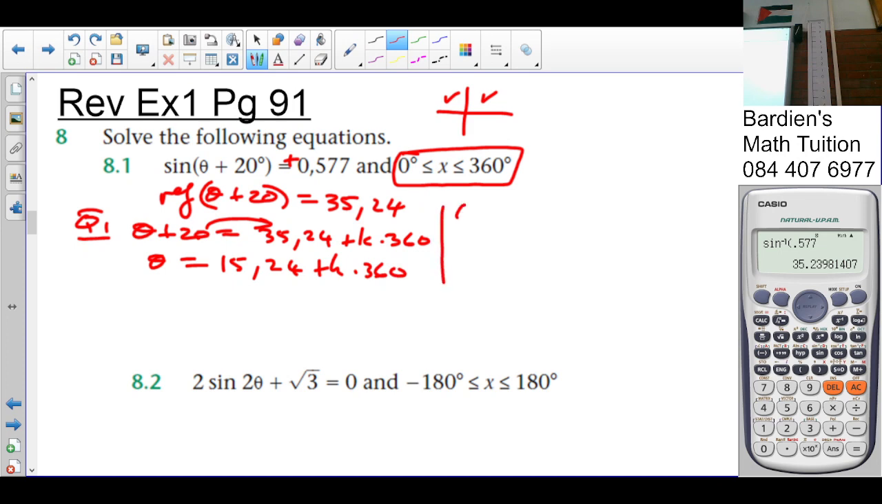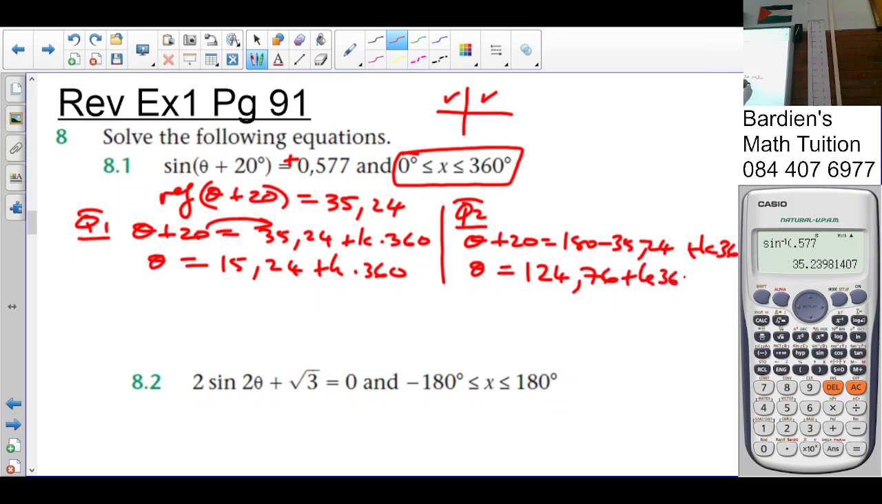Okay, so for quadrant 2 is theta plus 20 equals 180 minus 35,24 plus k times 360. The theta works out to be 180 minus 35,24 minus 20 is what? 120 something. Yes, 124,76 plus k times 360. Where k is an element of integers. If it was general solution, you stop here and you say k is an element of integers.